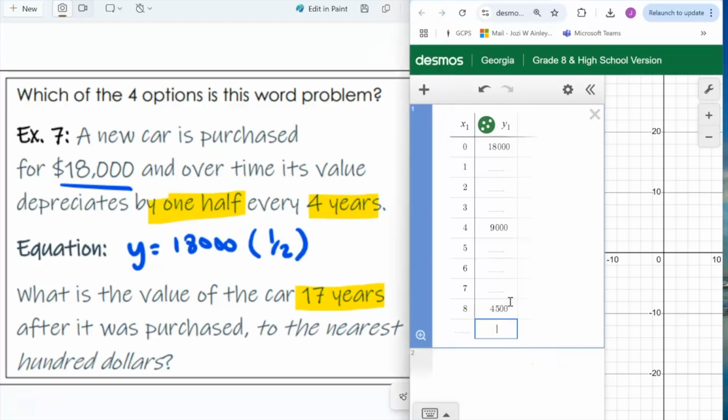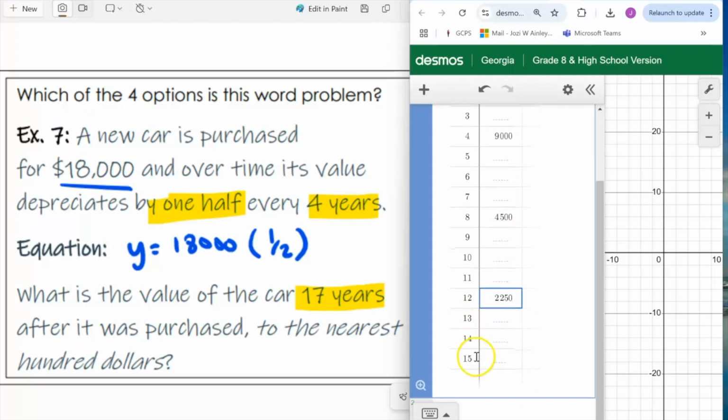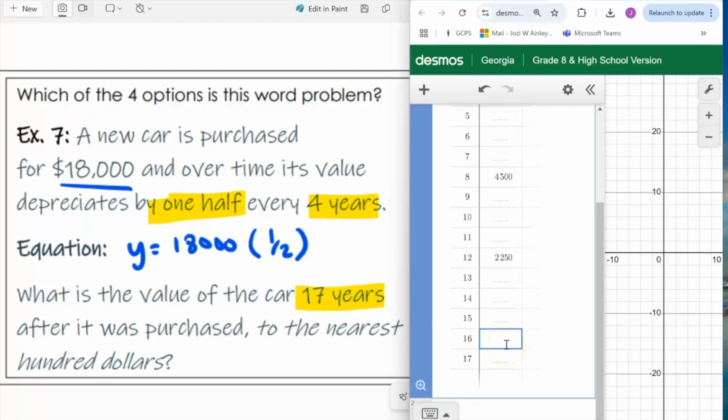So we could, of course, keep this pattern going. Every 4 years, so at year 12, it's half again, so that's 2,250. At 16, another half. And then I'd have to calculate the year 17. So this will take a really long time. So the way you look at it is, how many times does 4 years go into 17? That's going to give you your time.